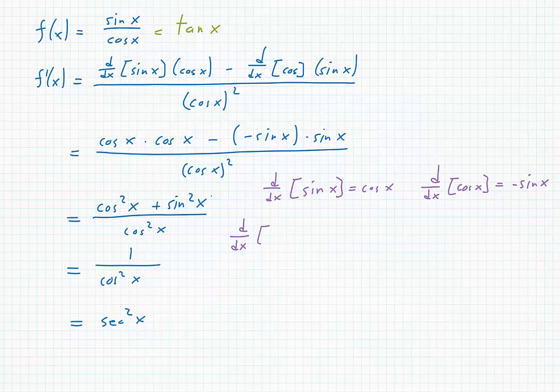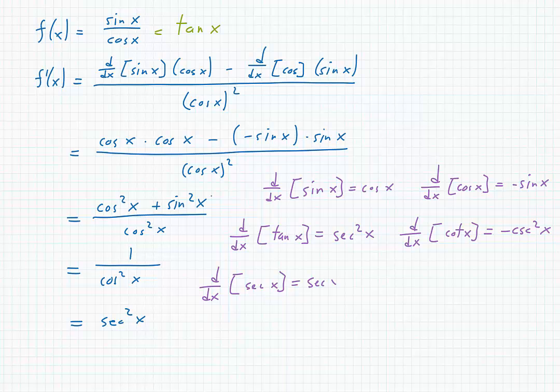You've just seen the derivative with respect to x of tangent of x is equal to secant squared of x. Similarly, the derivative with respect to x of cotangent of x is equal to negative cosecant squared of x. The derivative with respect to x of the secant of x, it turns out, is the secant of x times the tangent of x. And the derivative with respect to x of the cosecant of x is equal to the negative cosecant x cotangent x.